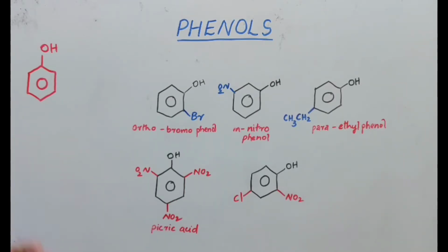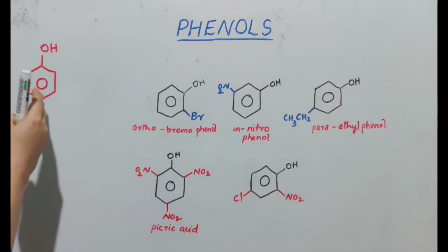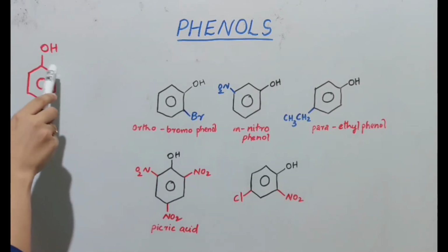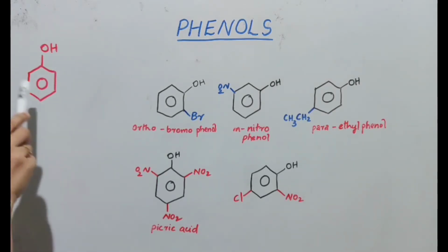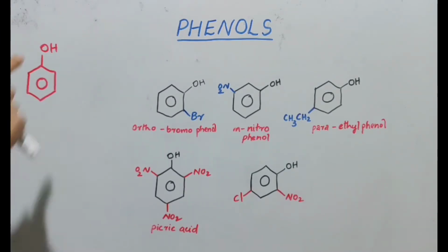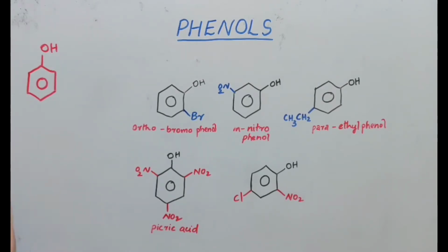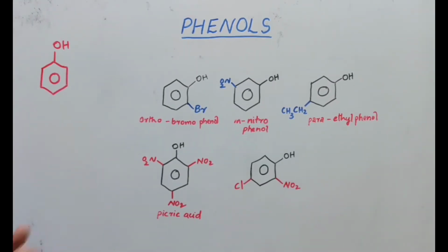Generally, aromatic compounds containing hydroxyl groups may be of two types. The first one is phenol and the second one is aromatic alcohols. The class of compounds in which one or more hydrogen atoms of the benzene nucleus are replaced by hydroxyl groups are known as phenols. The simplest member is C6H5OH. It is phenol.